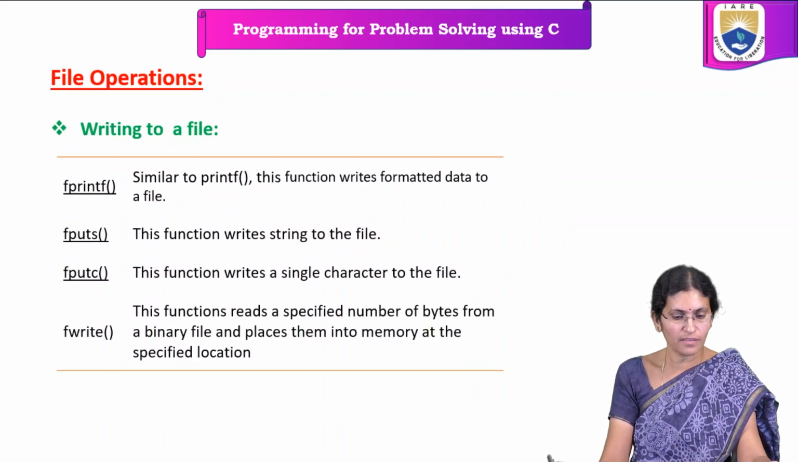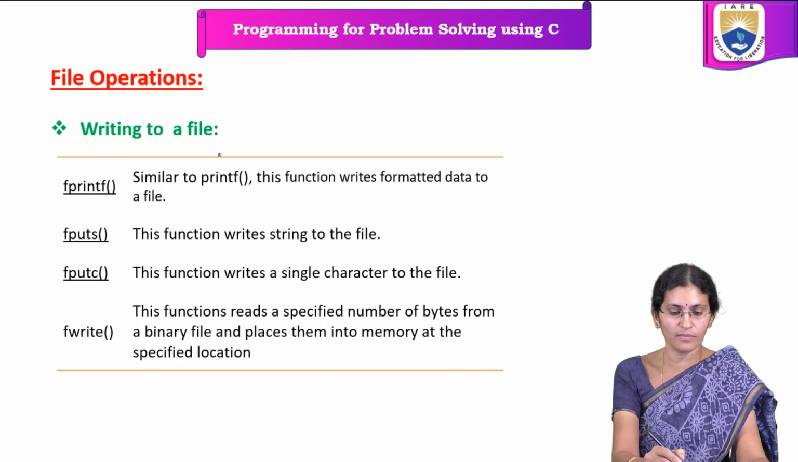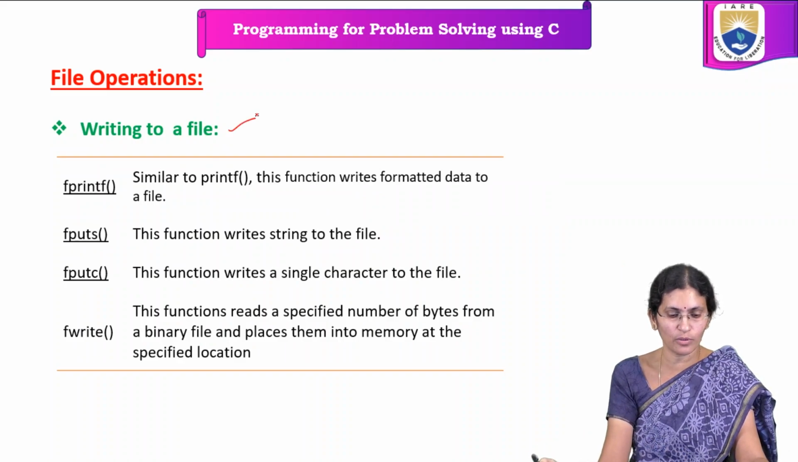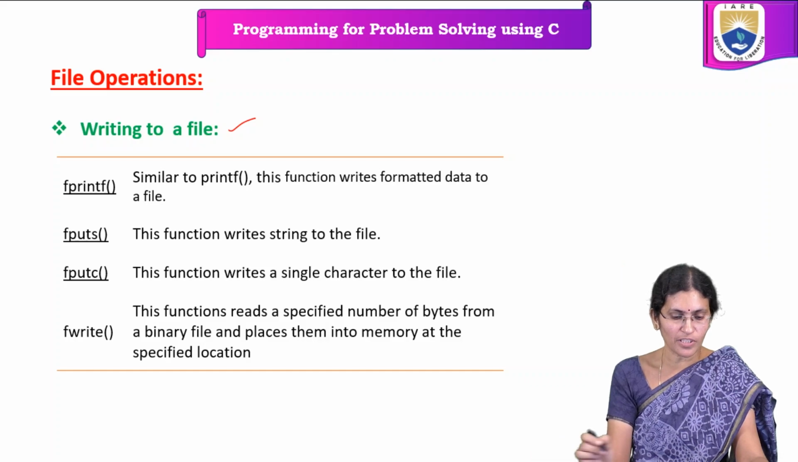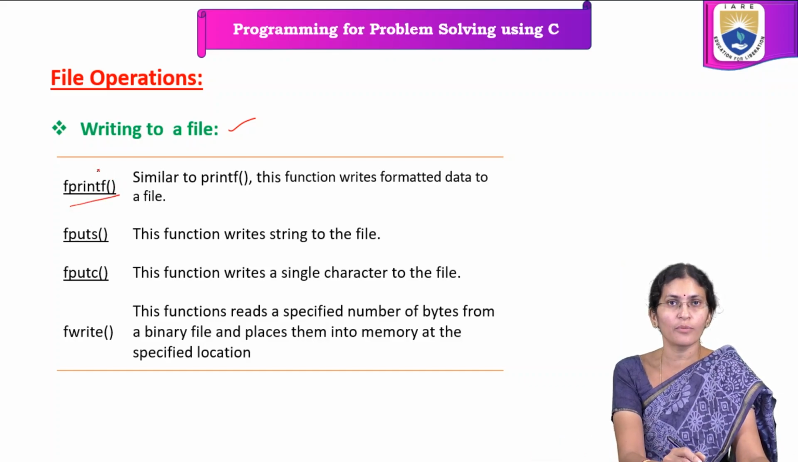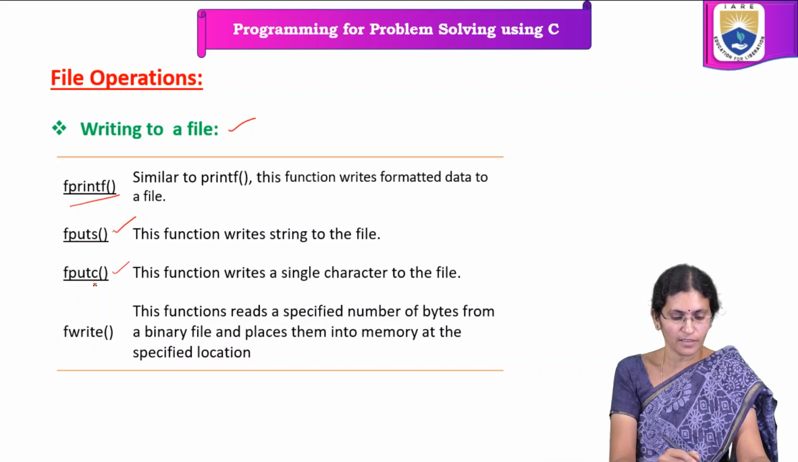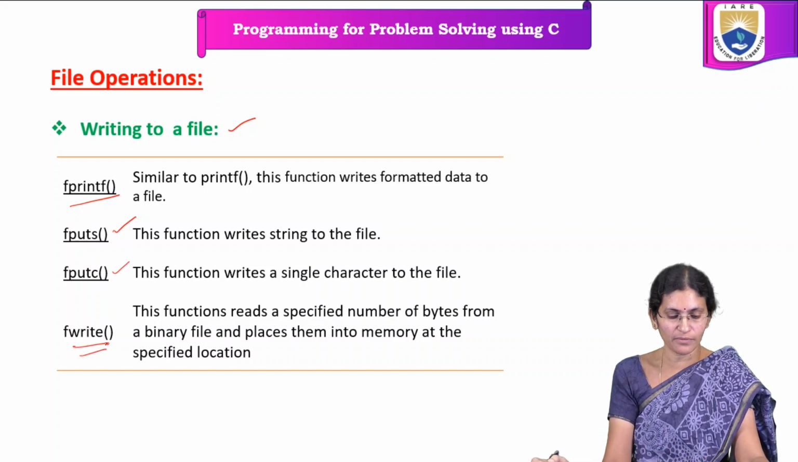So next is write to a file. Related to file I/O operations, we can also write data to a file. These are the different functions which we can use for writing data to the file. First one is the fprintf function, which is a formatted function. Next we have unformatted functions, fputs and fputc. Then one more function we have is fwrite.